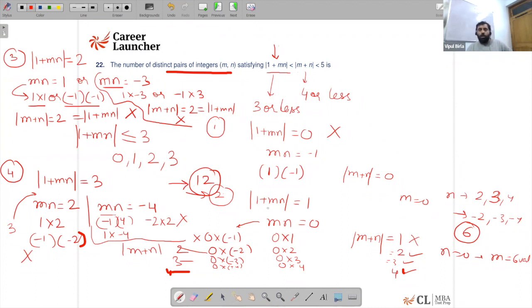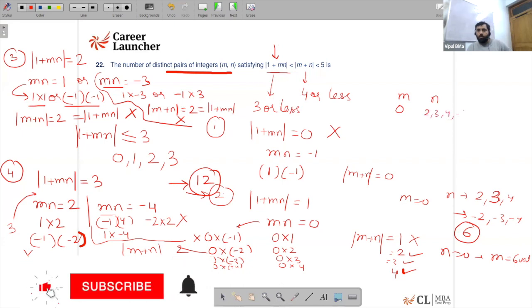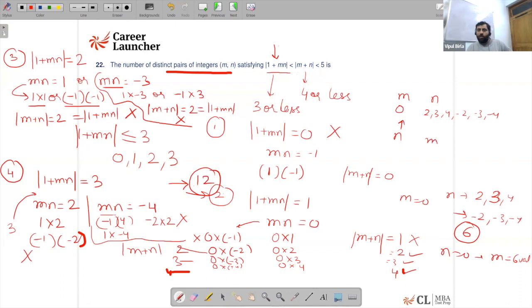These are possible when I took mod of 1 plus mn equal to 1 or mn equal to 0. And those values are nothing but, with m as 0, n varies from 2, 3, 4, minus 2, minus 3, minus 4. And if n is 0, then m will take these values. So therefore, 12 possible values are the answer to this question. Slightly time consuming, but we need to take the cases, and this is how we'll be able to solve it.